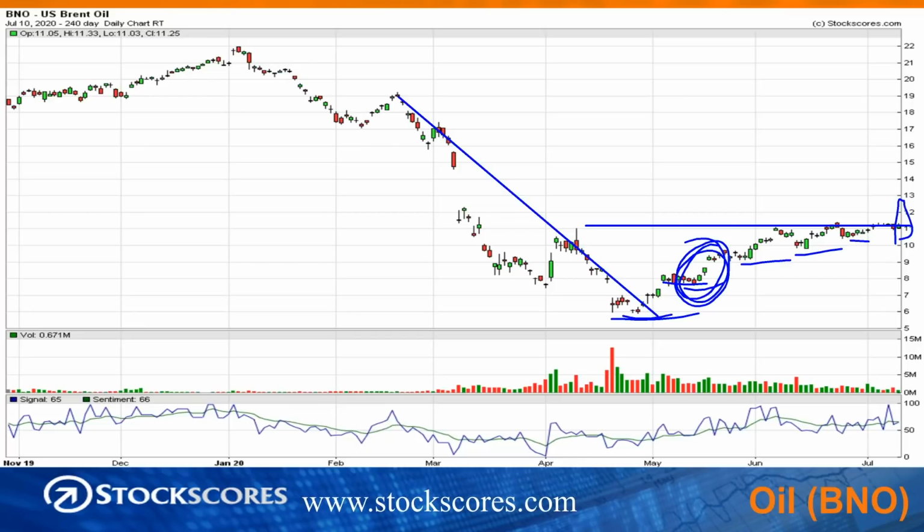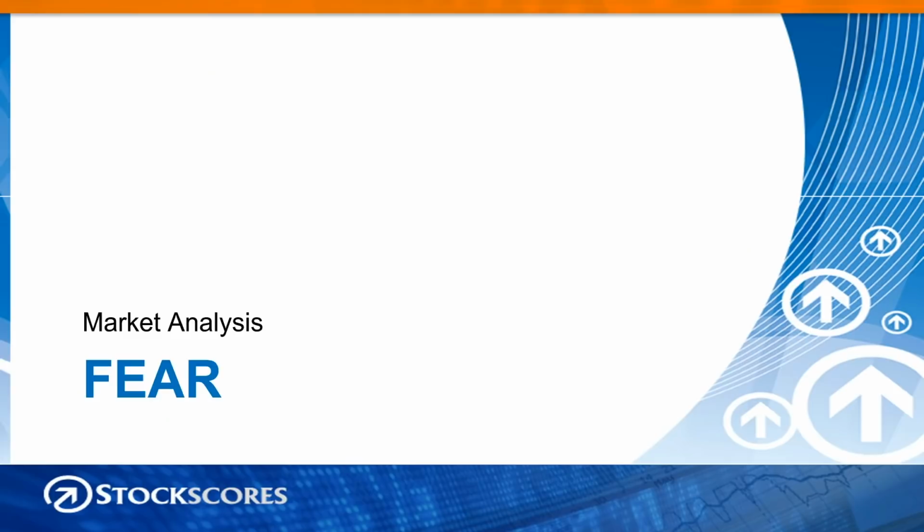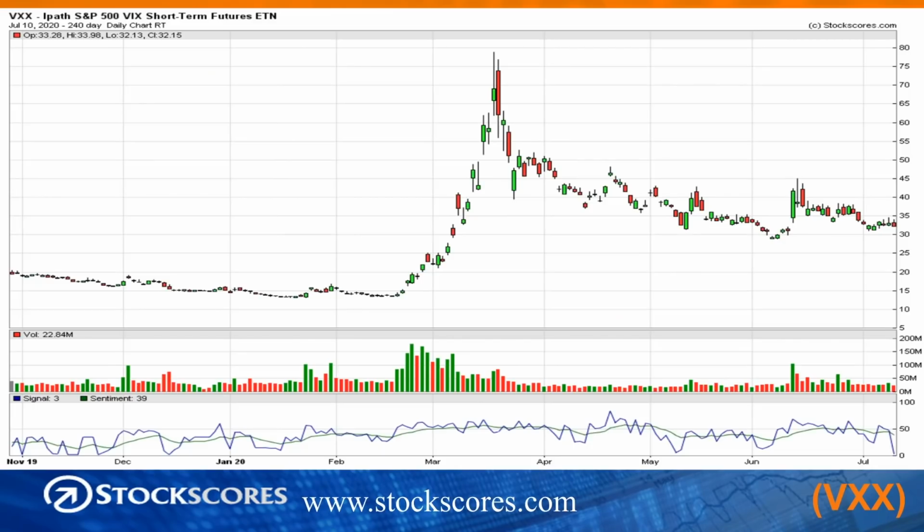But we still need to now break out for the next wave higher. I don't see that yet. So I would be somewhat cautious with oil. And finally, the fear chart, which we use the VXX as an indication of investor fear. And you can see that fear is falling, but it is still elevated from where it was. And so there's still lots of concern in the market, but it's relatively stable emotionally.